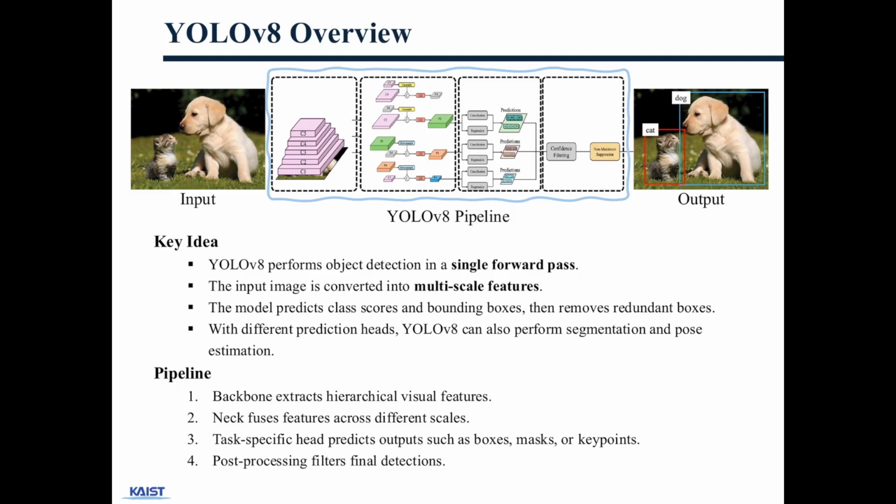The head is the prediction part. It predicts class scores and bounding boxes from the fused feature maps. In YOLO V8, different heads can also be used for other tasks, such as segmentation or pose estimation. Finally, post-processing filters the raw predictions. The model initially produces many candidate boxes. Some of them are low confidence, and some of them overlap heavily. So confidence filtering and non-maximum suppression are applied to produce the final detection results.